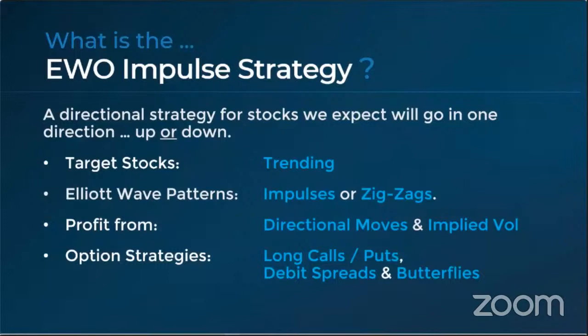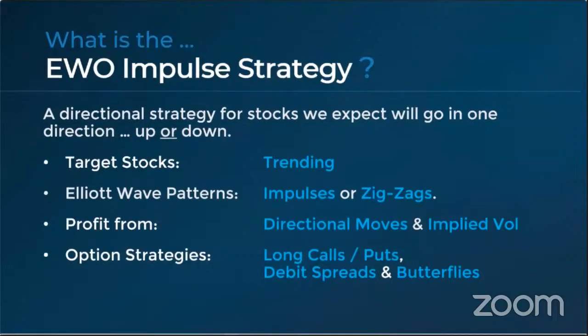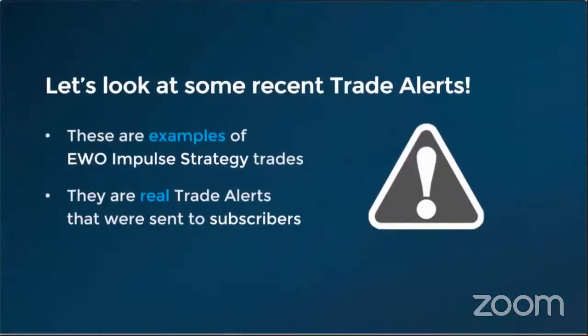The patterns that we're looking for are impulses or zigzags. We can profit from directional moves and implied volatility. To take advantage of that, we're going to use specific option strategies like long calls and puts, debit spreads, and butterflies. So let's take a look at some recent trade alerts. These are examples of Elliott Wave option impulse strategy trades, meaning these are actually real trades sent out to our subscribers.